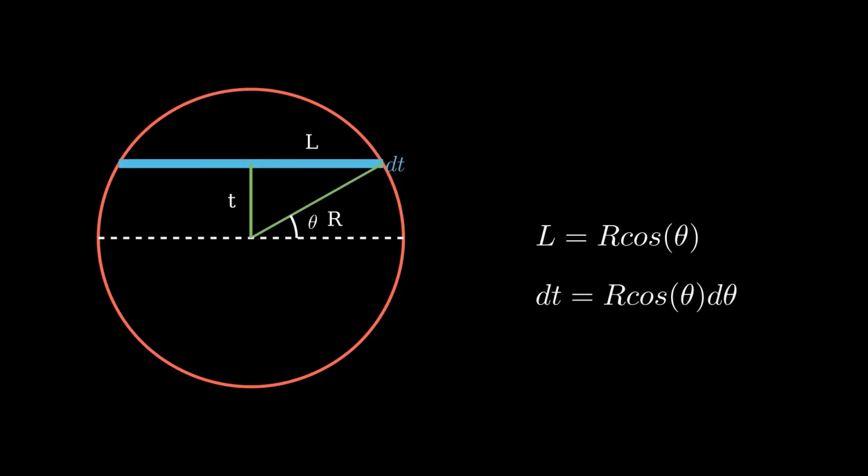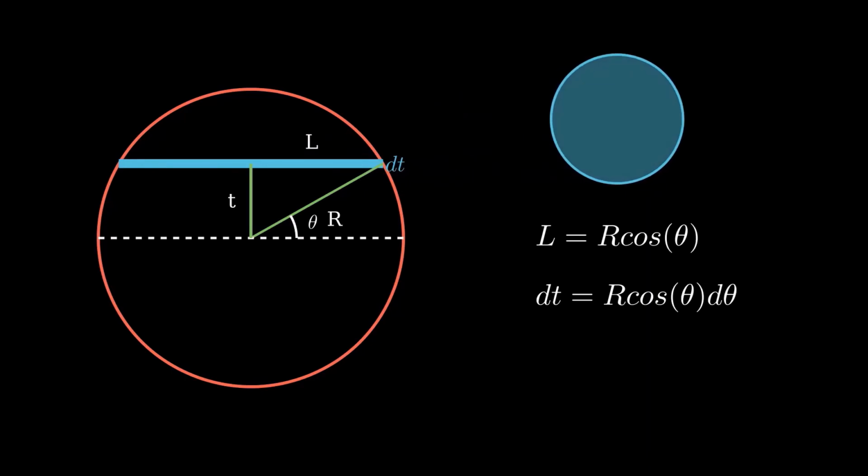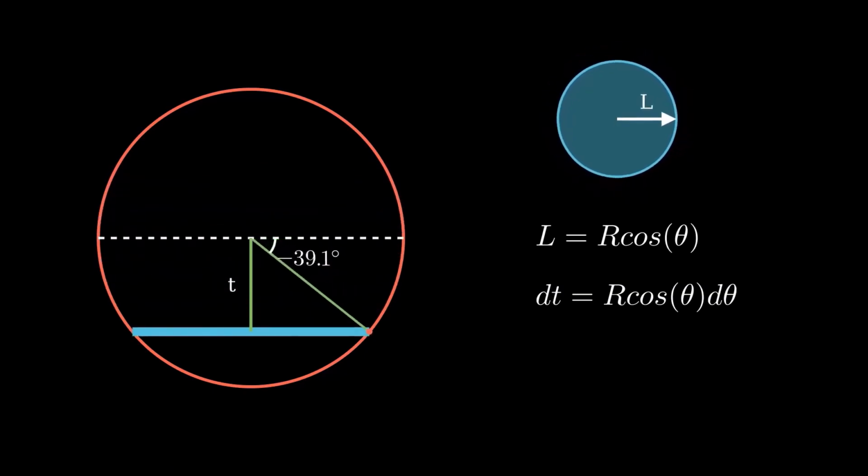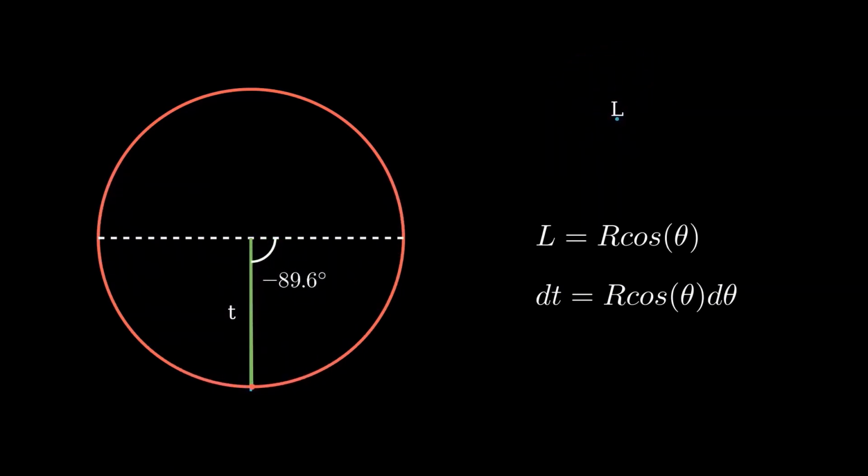Let's also take a moment to remind ourselves that the strips are not rectangles, but rather cylindrical slices that have a circular base. Finally, as this animation shows, the bounds are still from minus pi over 2 to pi over 2.